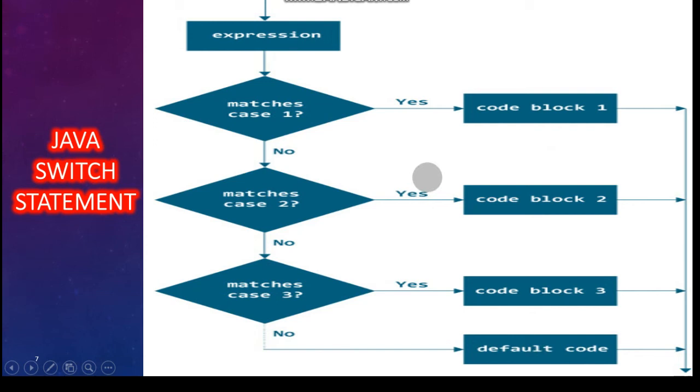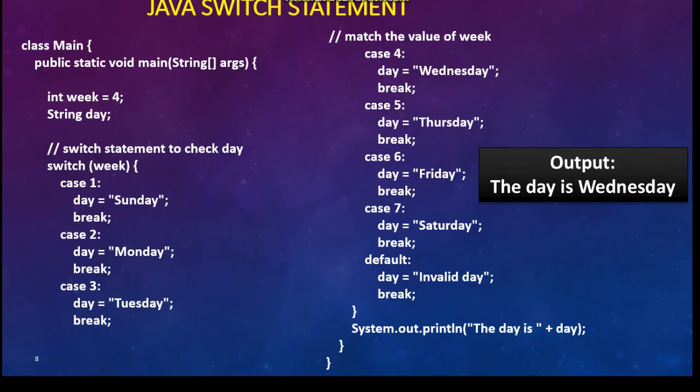This is the syntax of the Java switch statement. Let us discuss it with an example. In this Java switch statement, we have not used public for the class, only class Main is used. Public static void main, String args, again the same syntax we are using.